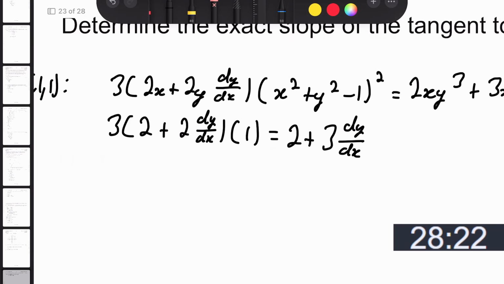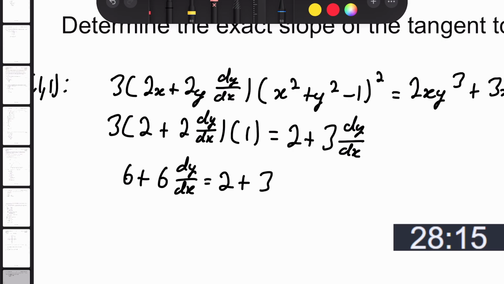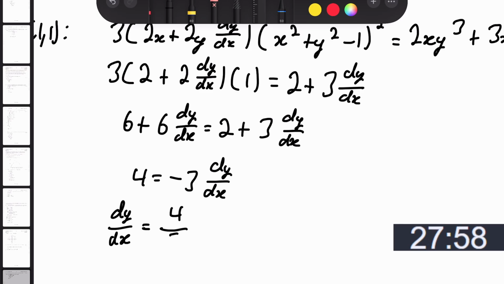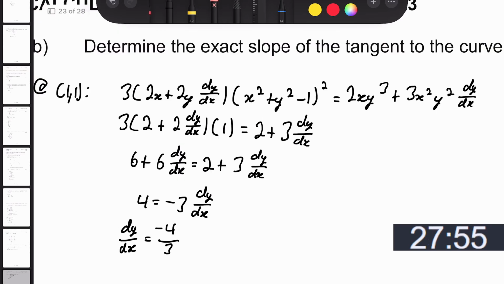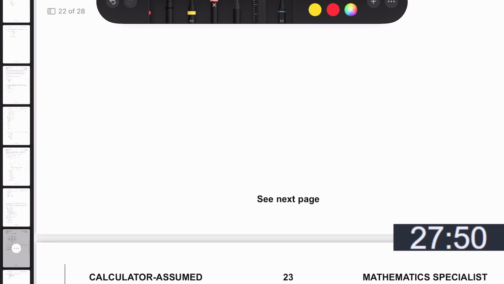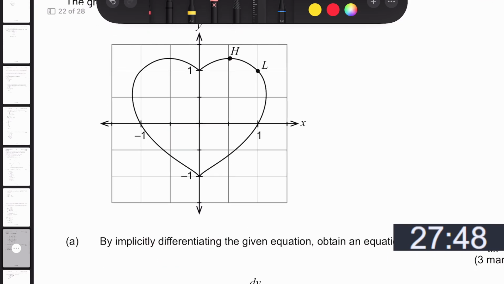So let's see what I've got here. So we got 6 plus 6 dy/dx, which is going to be equal to 2 plus 3 dy/dx. So then 4 equal to negative 3 dy/dx, and dy/dx is going to equal negative 4 on 3. Yeah, looks about right.